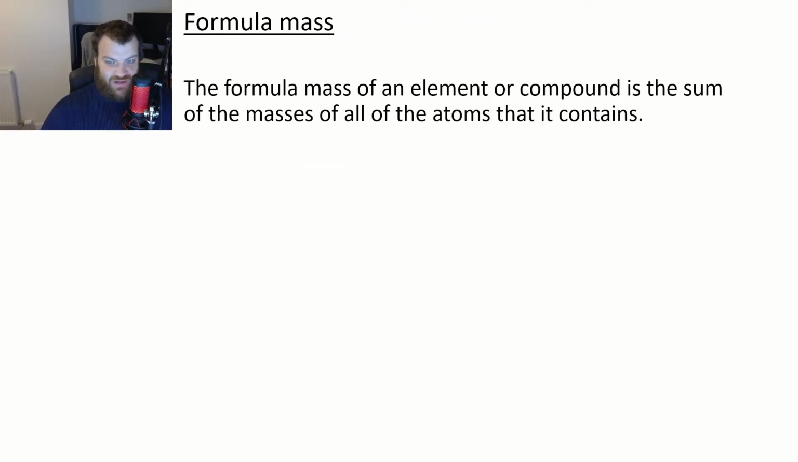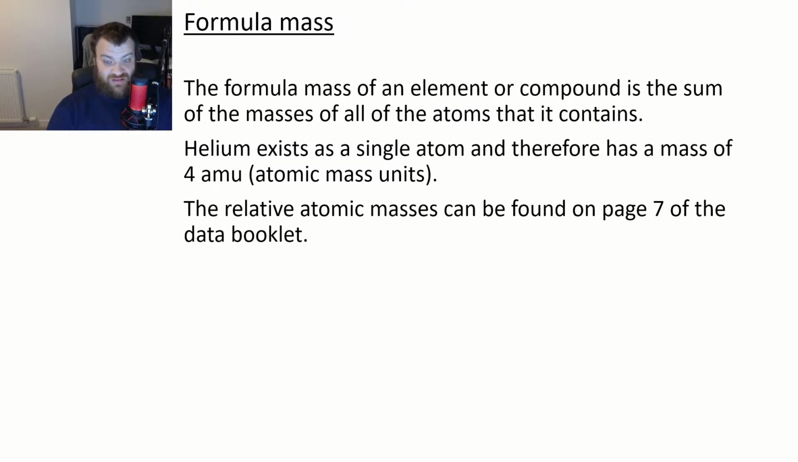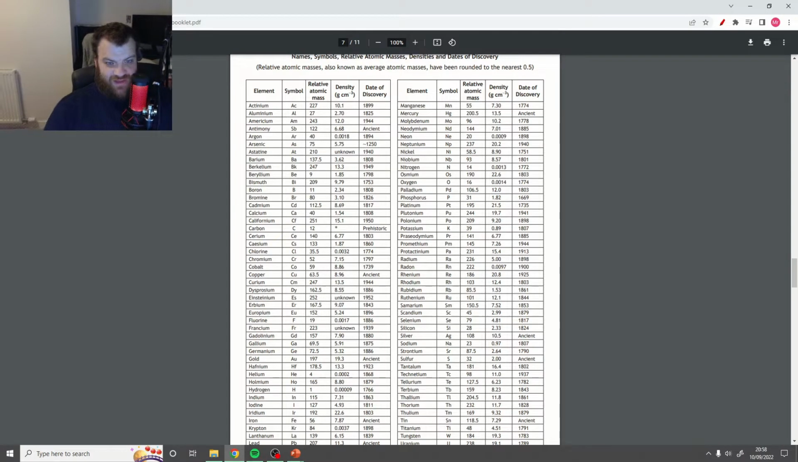Formula mass of an element or a compound is the sum of the masses of all the atoms that it contains. If we take something like helium, which exists as a single atom, its mass will just be 4 atomic mass units. The relative atomic masses can be found on page 7 of the data booklet. The table has the elements arranged in alphabetical order by name, and we're looking at the third column within the table to give us the values we will be using.